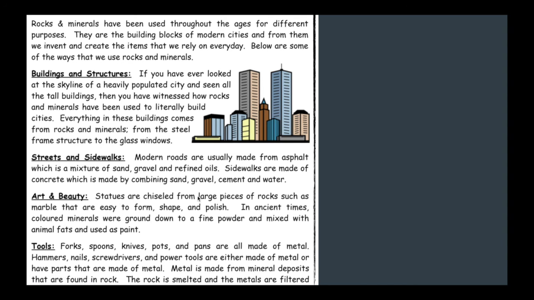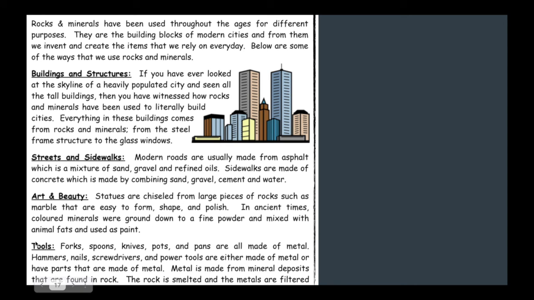Art and beauty. Statues are chiseled from large pieces of rock, such as marble, that are easy to form, shape, and polish. In ancient times, colored minerals were ground down to a fine powder and mixed with animal fats and used as paint. That's disgusting. So they used animal fats and rocks to make paint.